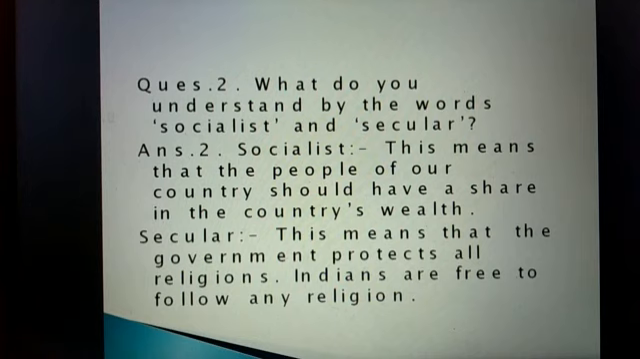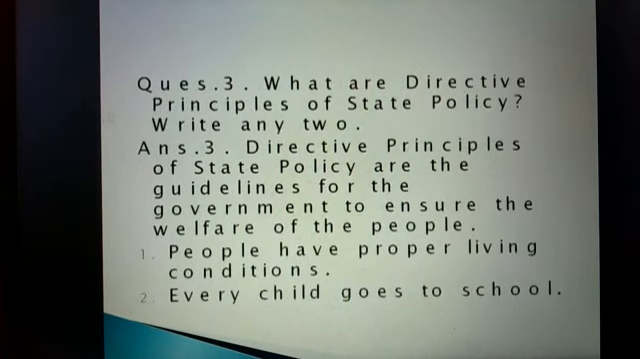Moving to the next question, question number 3. What are directive principles of state policy? Write any 2. Answer 3. Directive principles of state policy are the guidelines for the government to ensure the welfare of the people. In that first point, people have proper living conditions. Second point, every child goes to school.